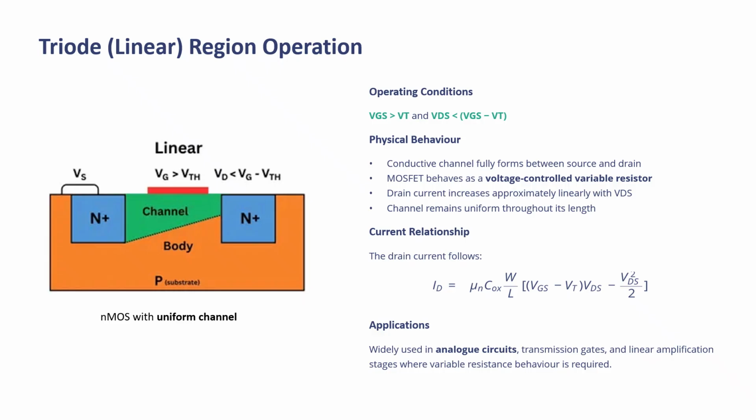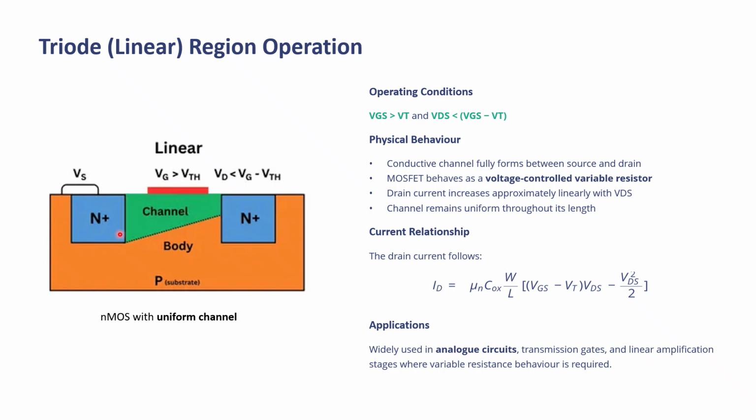Now the current relationship. The drain current follows a relationship with the other parameters by this equation. We can see here that the drain current ID is equal to mu n into COX into W by L into (VGS minus VT) multiplied by VDS minus VDS squared by 2. The applications of this region: it is widely used in analog circuits, transmission gates and linear amplification stages where variable resistance behavior is required.